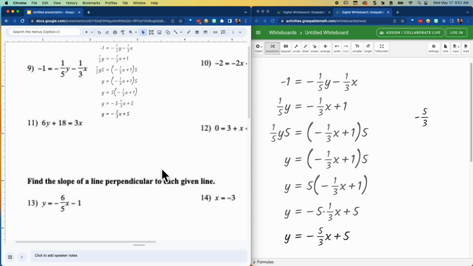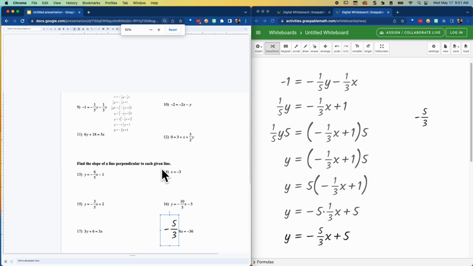I think it's getting pasted somewhere and we're just not seeing it. And that's okay. There it is. It's all the way down there.